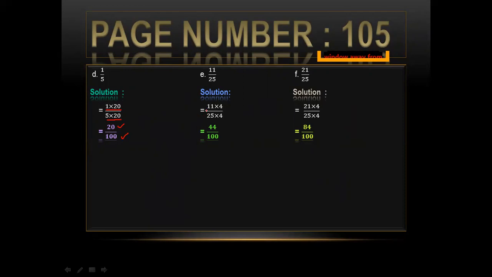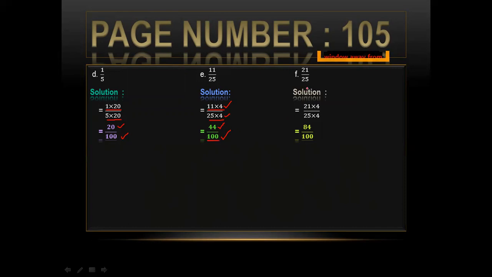Part E is 11 over 25. And you know that when we multiply 25 with 4, it converts 25 into 100. So both the numerator and the denominator, we multiply with 4. 11 multiplied by 4 is 44 and 25 multiplied by 4 is 100.